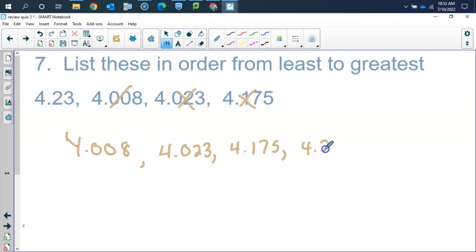So when you're ordering or comparing numbers, you always compare the whole numbers first. That's the easy part. And then start at the tenths. If that doesn't help, go to the hundredth, etc., and so on.